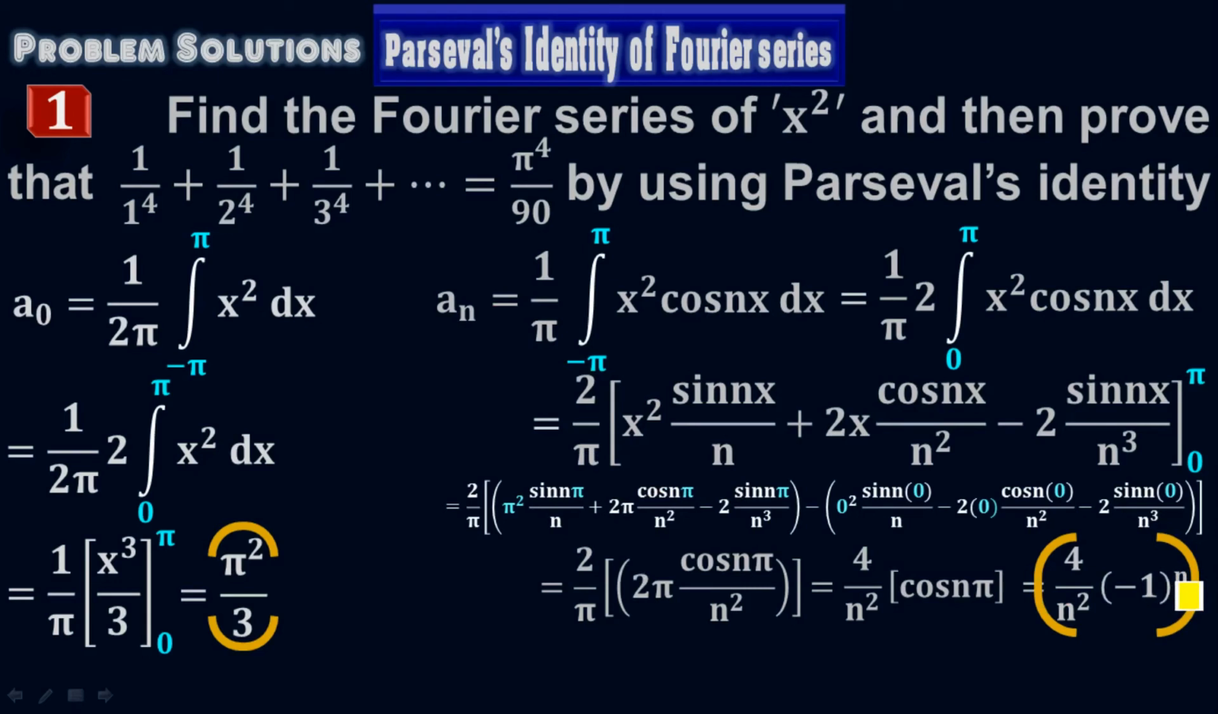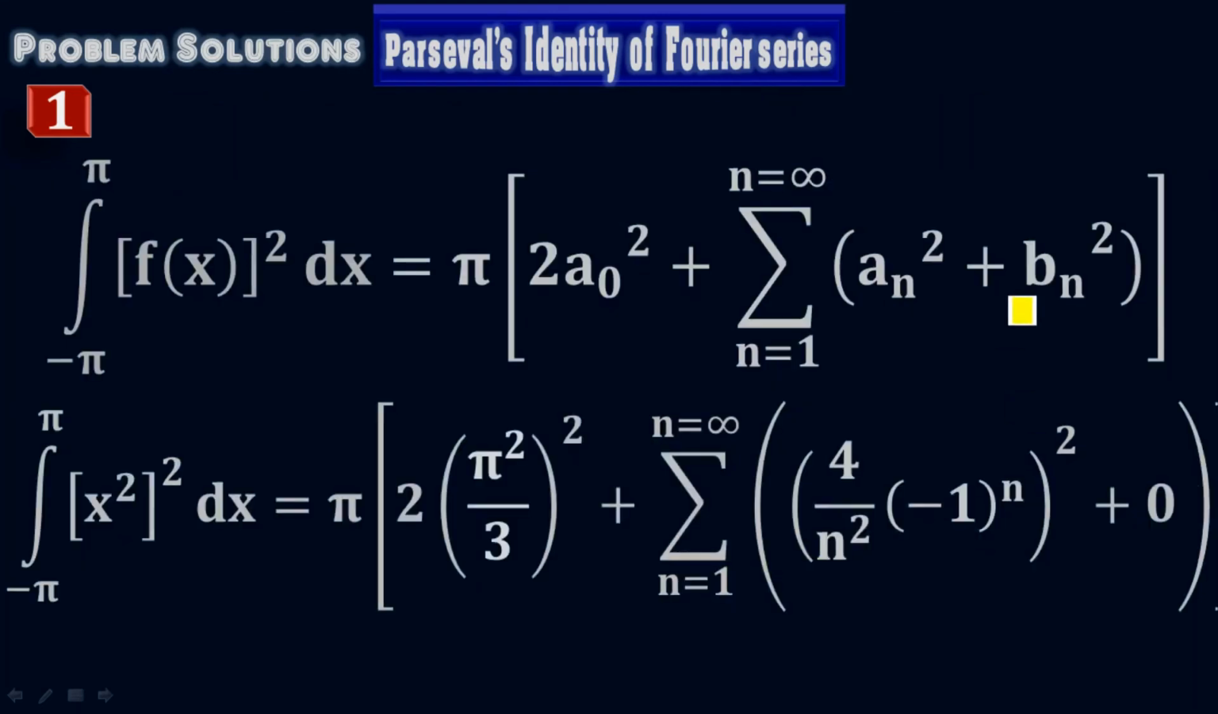What is my b sub n? My b sub n is 0 here because my function is an even function. For an even function, your b sub n is automatically 0. Even if you do this process for the b sub n, you're going to get 0 at the end. So we don't need to go through this process. Just simply put b sub n equals 0. Therefore, my b sub n is 0.